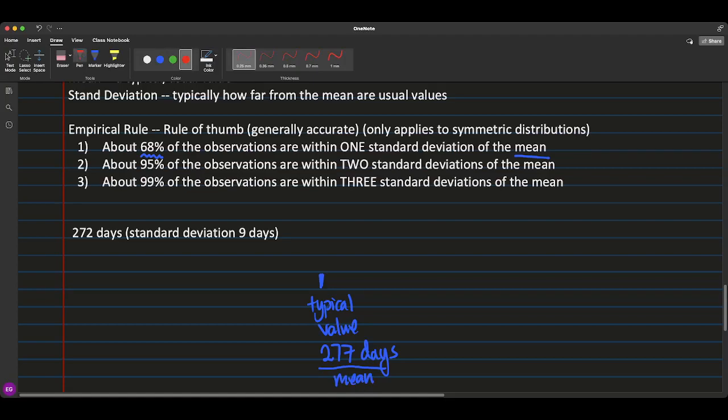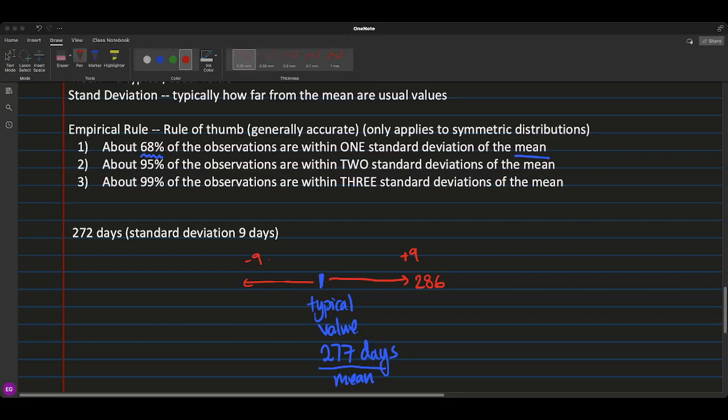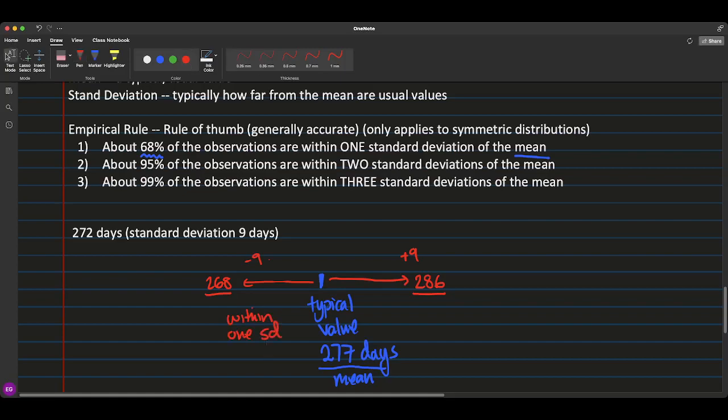So, what does it mean to be within 1 standard deviation? It means you start at the mean, and then you can add the standard deviation. The standard deviation is 9. So 277 plus 9 is 286. Now you can also subtract 9. 277 minus 9 is 268. So any pregnancy that is between 268 and 286 days long is within one standard deviation. You start at the mean, you add one standard deviation, and you subtract one standard deviation. Between those two numbers is said to be within one standard deviation.